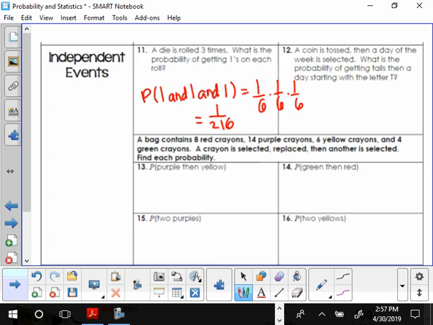Alright, a coin is tossed and a day of the week is selected. I'll do this in black so that you can see the difference between the two numbers. What's the probability of getting tails and picking a day of the week that starts with the letter T? Okay, so probability of tails is 1/2. And then there's 2 days of the week that start with the letter T. So that gives you 2/7.